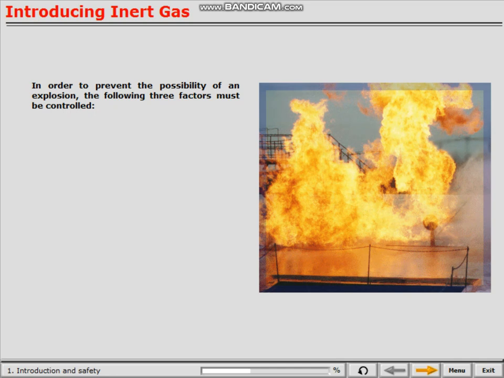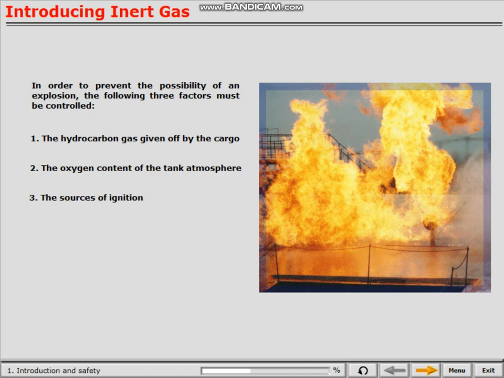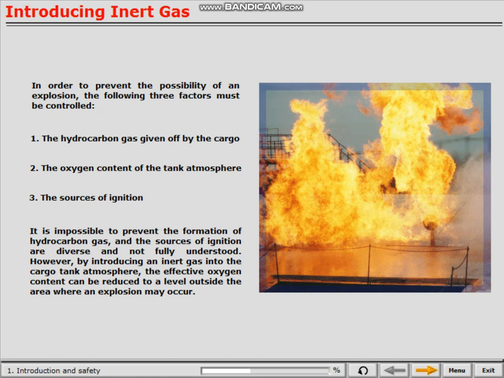In order to prevent the possibility of an explosion, the following 3 factors must be controlled: the hydrocarbon gas given off by the cargo, the oxygen content of the tank atmosphere, the sources of ignition. It is impossible to prevent the formation of hydrocarbon gas, and the sources of ignition are diverse and not fully understood. However, by introducing an inert gas into the cargo tank atmosphere, the effective oxygen content can be reduced to a level outside the area where an explosion may occur.